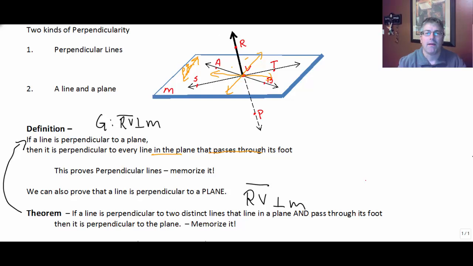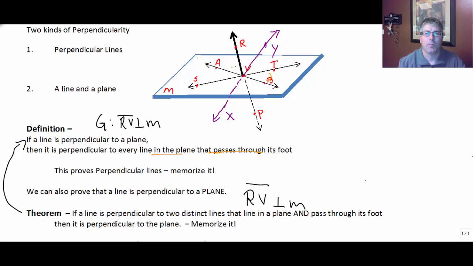And of course, just because it's perpendicular to the plane doesn't mean it's perpendicular to every line that passes through its foot. That's another common mistake. You might say, oh, it's perpendicular to every line that passes through its foot. Well, that's not necessarily the case. We might have a line like this that it's not perpendicular to, because this particular line isn't all in plane M. Line XY is not. It's coming through the plane, kind of like RV is. So these two lines, XY and RV, are not perpendicular because XY does not lie in the plane.